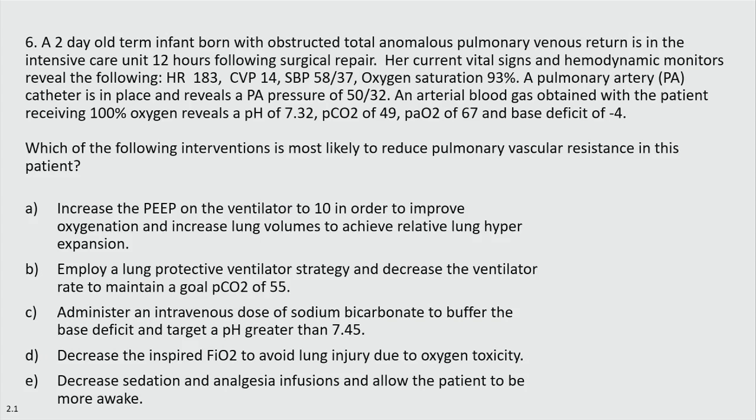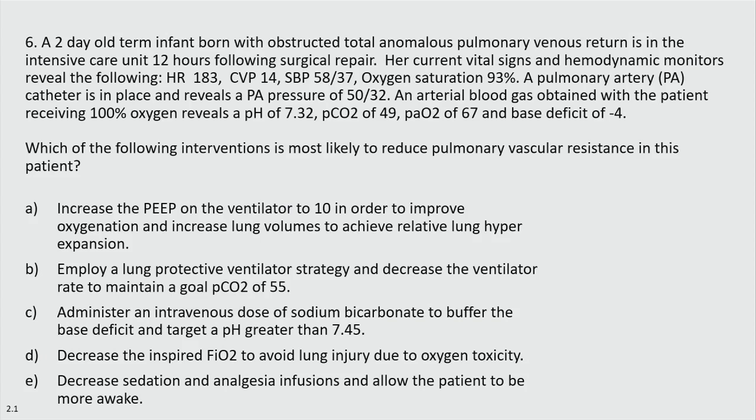An arterial blood gas was obtained with the patient receiving 100% oxygen and reveals a pH of 7.32, PCO2 of 49, PaO2 of 67, and a base deficit of -4. Which of the following interventions is most likely to reduce pulmonary vascular resistance in this patient? Option A, increase the PEEP on the ventilator to 10 in order to improve oxygenation and increase lung volumes to achieve relative lung hyperexpansion. B, employ a lung protective ventilator strategy and decrease the ventilator rate to maintain a goal PCO2 of 55.